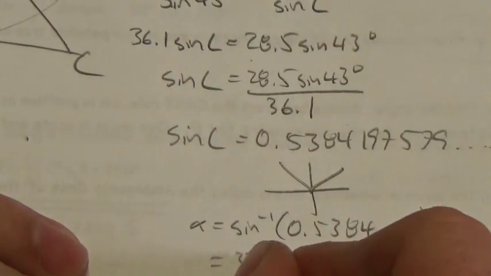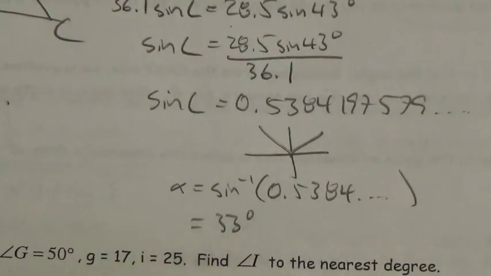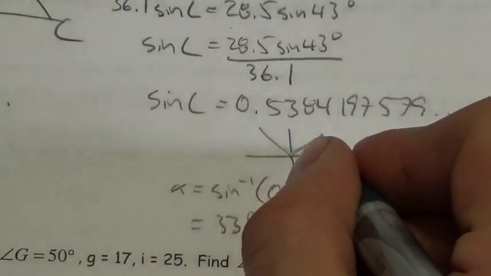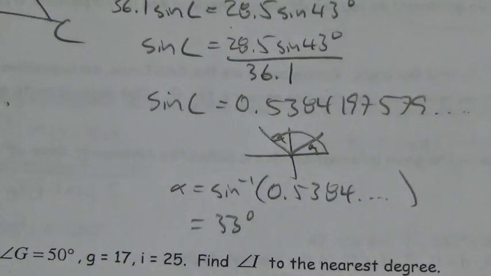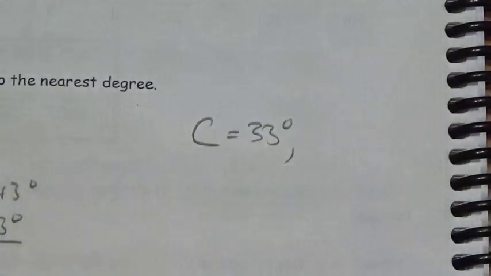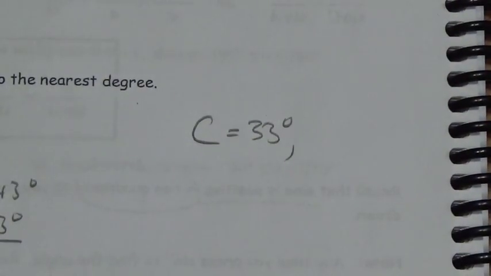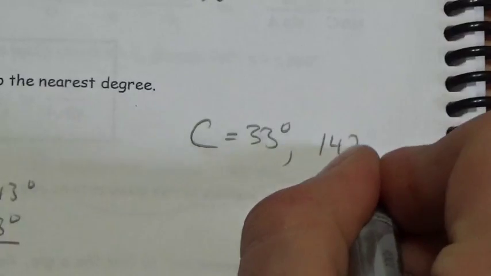Okay, now, but I don't know whether the intention here was that to be a first quadrant angle or a second quadrant angle or both. Okay? So where I'm at here is that angle C could have been 33 degrees in the first quadrant, but it also could have been in the second quadrant, in which case I just subtract 33 from 180. Could have been 147 degrees.